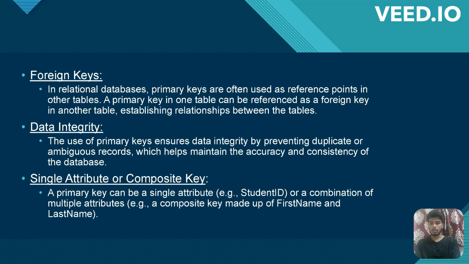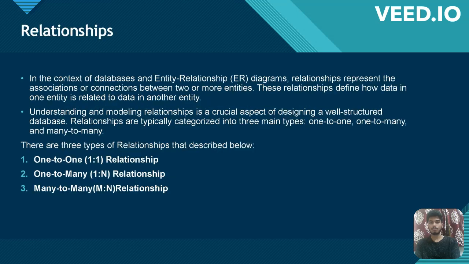Single attribute or composite key. A primary key can be a single attribute, for example student ID, or a combination of multiple attributes. A composite key made up of first name and last name. It should be name, and further the name should be categorized into first name, middle name, and last name.